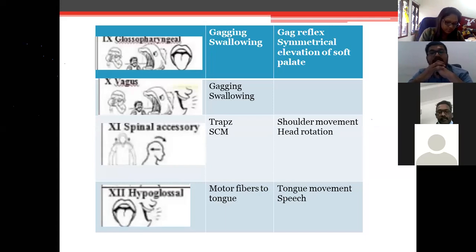And finally, the hypoglossal nerve. The hypoglossal nerve provides the motor fibers to the tongue; the sensory fibers are from the facial nerve. You ask the patient to protrude the tongue and keep it out for some time, and you notice the lateral movement of the tongue and the tongue movement during speech. All these things you can assess. If all of these are working nicely, then the cranial nerves are all working good.